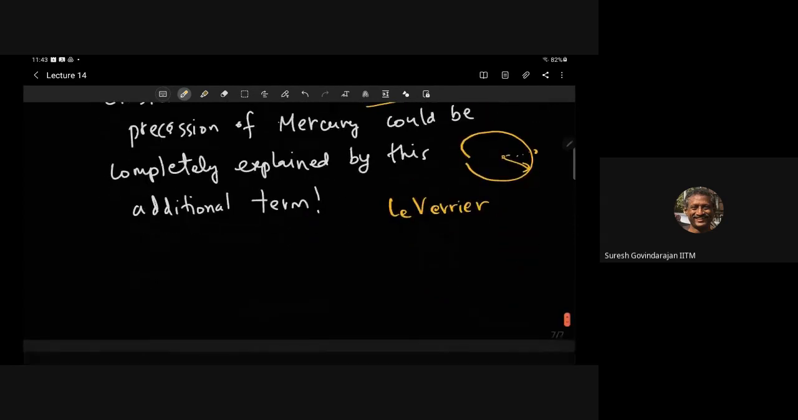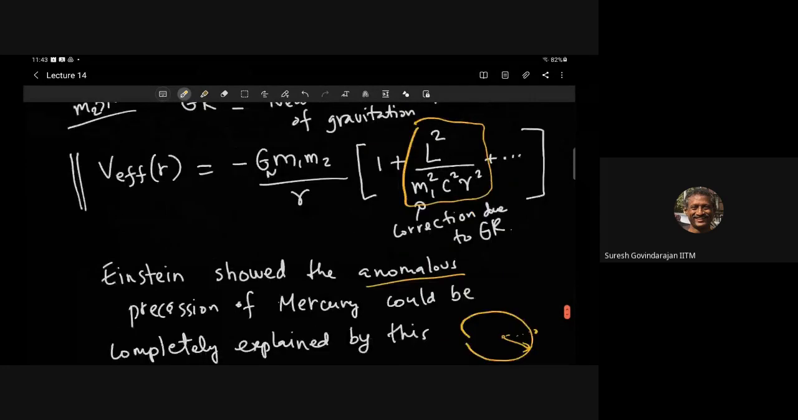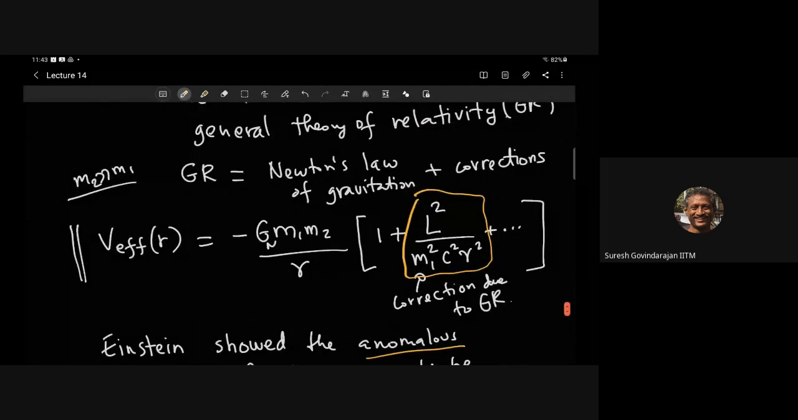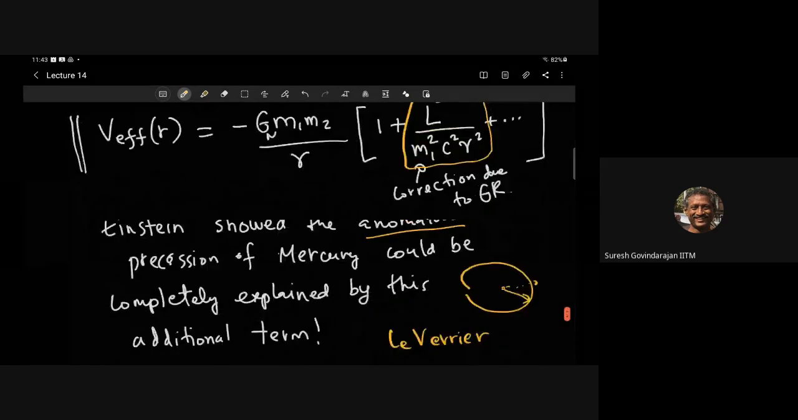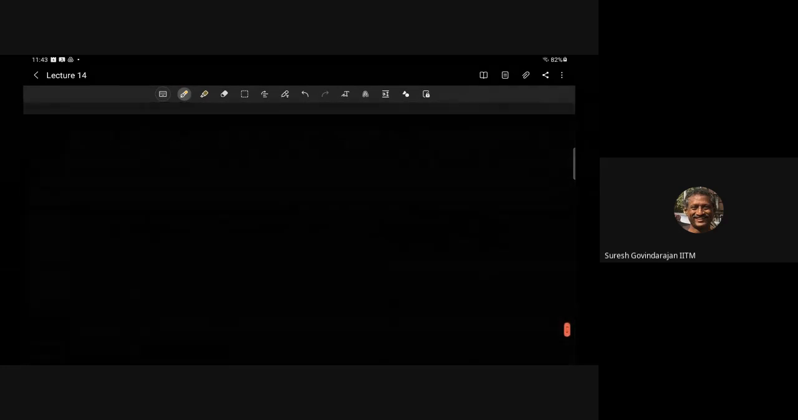So it's wrong to say that Einstein proved Newton wrong. He didn't. He extended the validity of Newton's laws. Okay, I'll pause here for some questions before we get back to it.